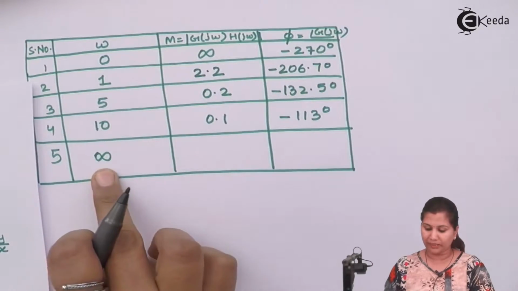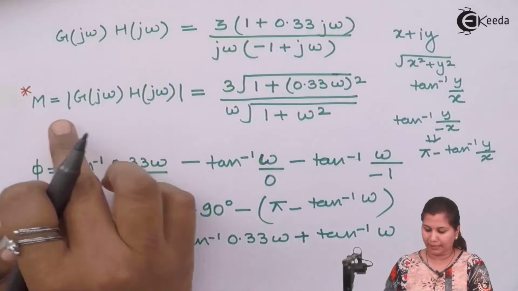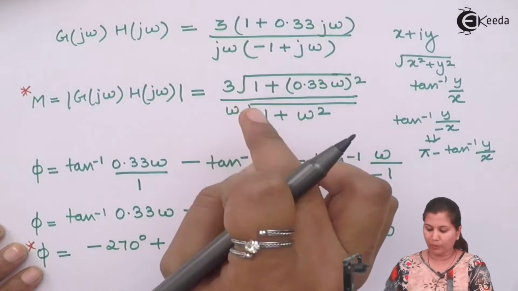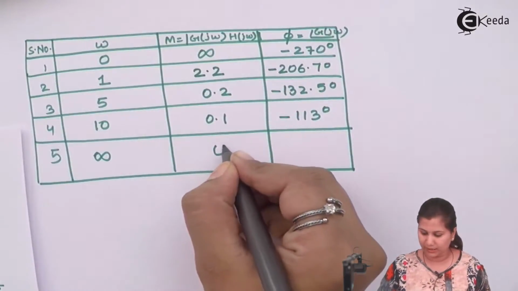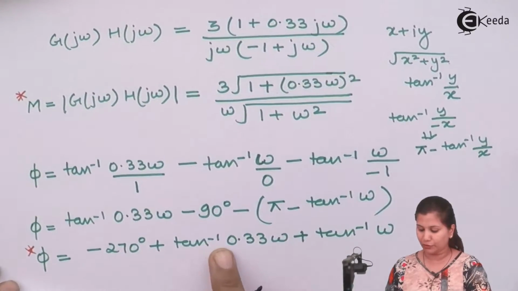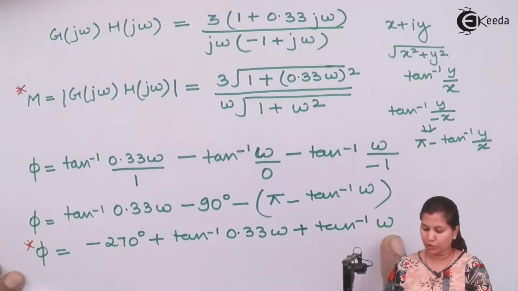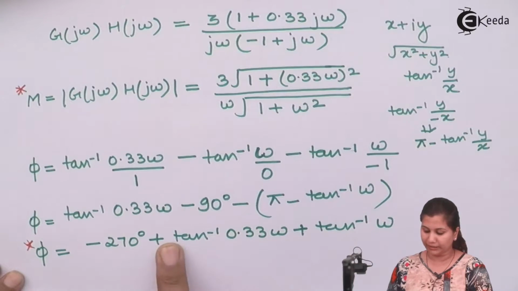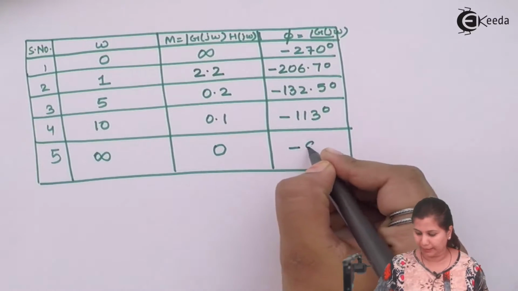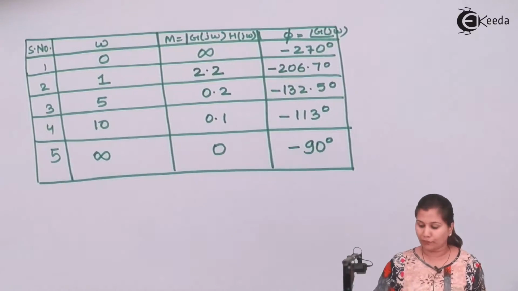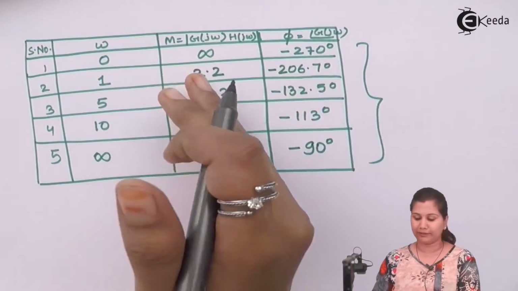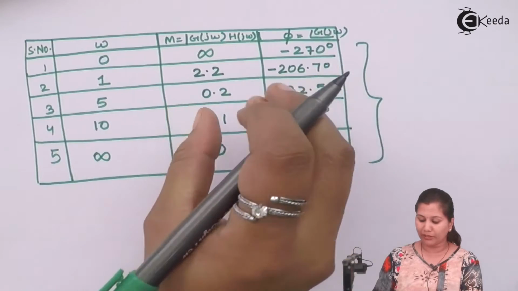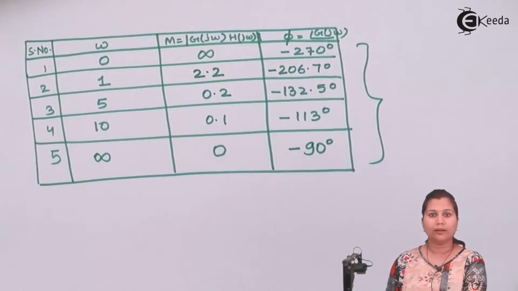Now when we put omega equals infinity here in the magnitude, then we will get 3 upon infinity. So the whole term will become 0. So our magnitude is 0. And here if we put tan inverse of infinity plus tan inverse of infinity, it will become 90 plus 90, that is 180, and minus 270 plus 180 will become minus 90 degrees. So for these different values of omega, we have obtained the different values of magnitude and phase angle, and we are going to use these values to plot the polar plot.